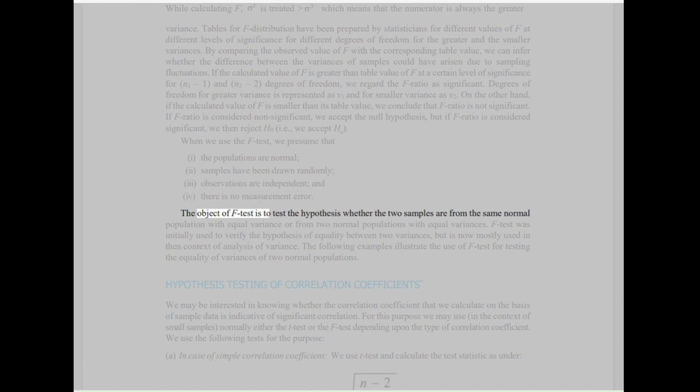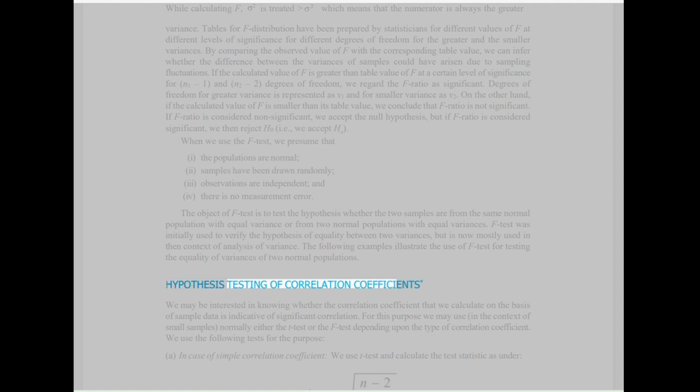The object of the F-test is to test the hypothesis whether the two samples are from the same normal population with equal variance or from two normal populations with equal variances. The F-test was initially used to verify the hypothesis of equality between two variances, but is now mostly used in the context of analysis of variance. The following examples illustrate the use of the F-test for testing the equality of variances of two normal populations.